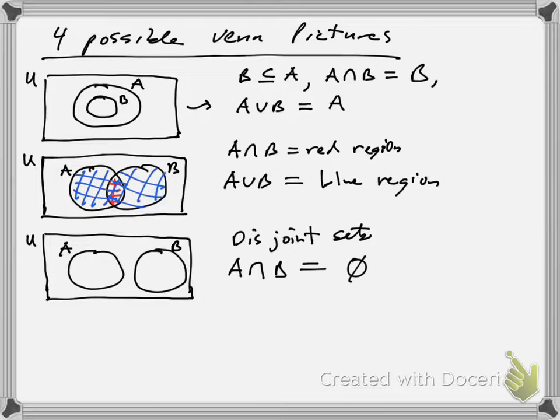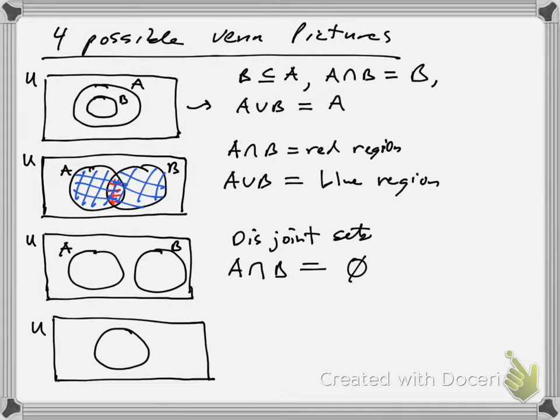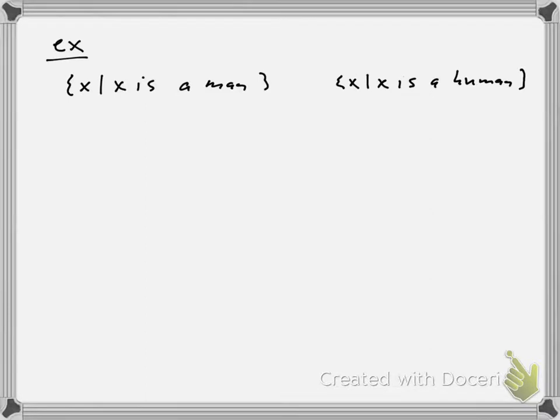And then the only other situation that can happen with two different sets working together in a space is I've got my universe, and this is both A and B. This is the situation when A equals B, when they're actually the same exact set. So those are the four possible Venn diagrams that we might run into, just to make you aware of that. Okay, let's go back to 2.2 and do a couple examples.